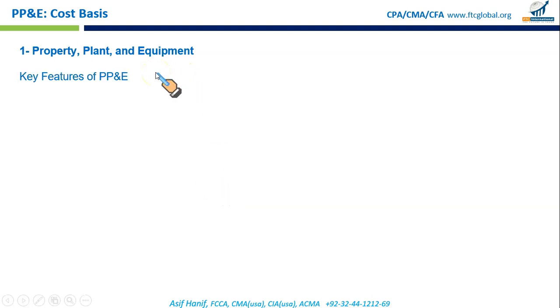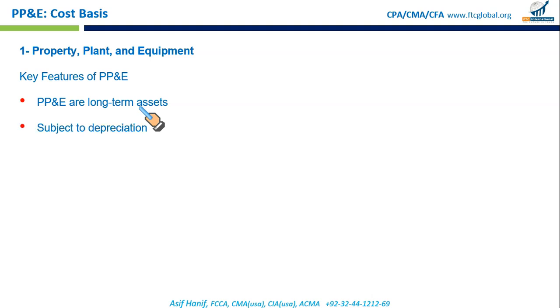What does it mean? Property, plant and equipment are long-term physical assets that a company uses for its operations, of course not for resale. So let us discuss some key features of property, plant and equipment. PPE are long-term assets. Yes, they have a physical presence, they are tangible assets, and they are intended for use in the business for a longer period of time. Subject to depreciation means over time these property, plant and equipment lose value due to usage or maybe due to reduction in value as they become inadequate.